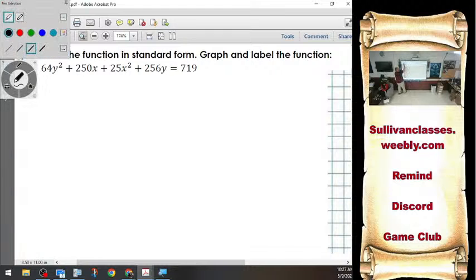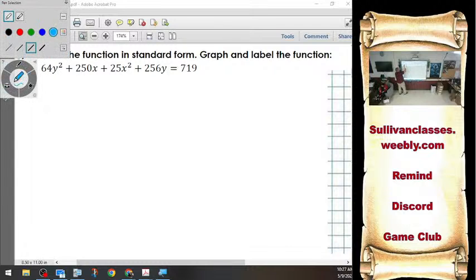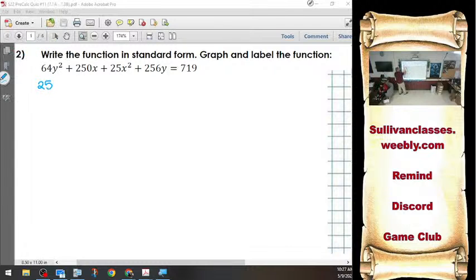Okay, so I'm going to 64y squared. Nah, with ellipses we usually have x first. I mean, it can go either way, but 25. You okay if I factor on the fly? Take out 25 from both my x squared and x terms. Take out 64 from both my y squared and y terms.